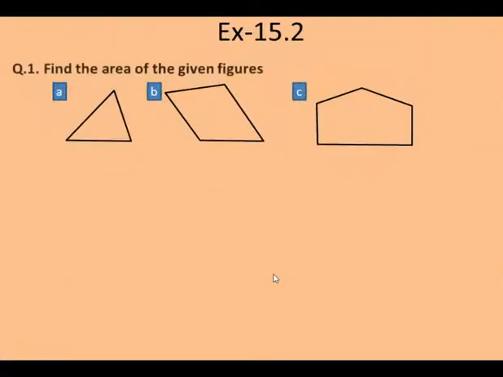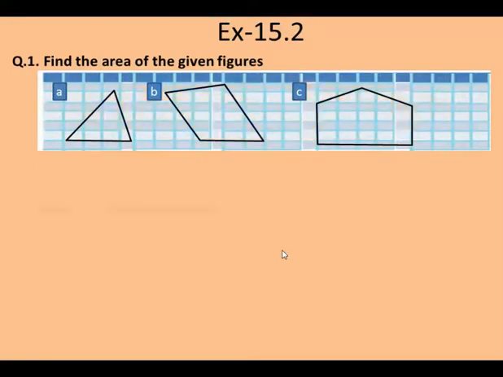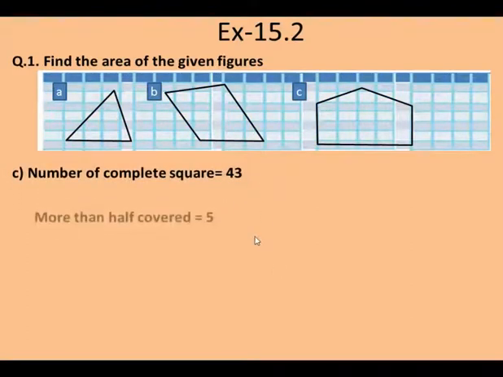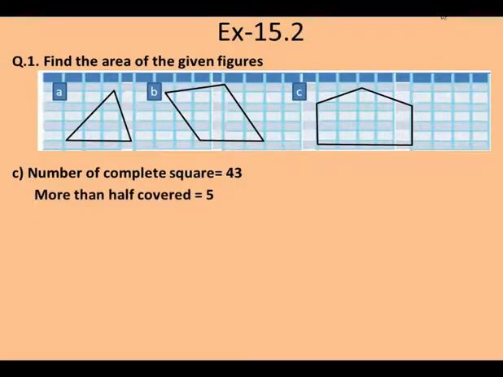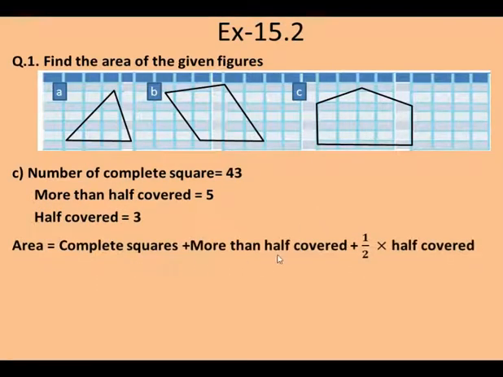Same way in C part we see number of complete squares I counted 43. More than half I counted 5, and half covered 3. So complete squares plus more than half covered plus half covered, half into half covered. So we get the answer 43 plus 5 plus 1. Half into 3 is 1.5. So it will be 49.5 square units.